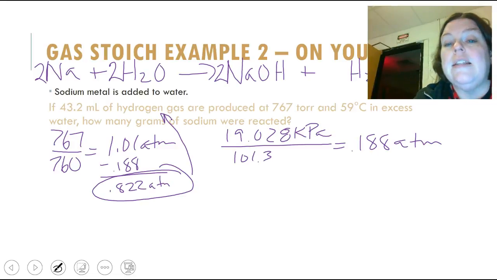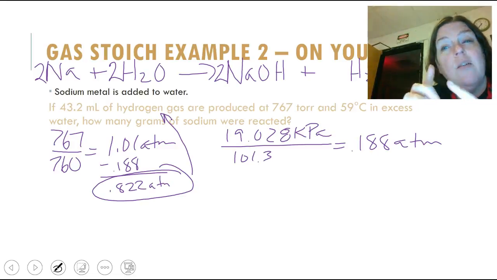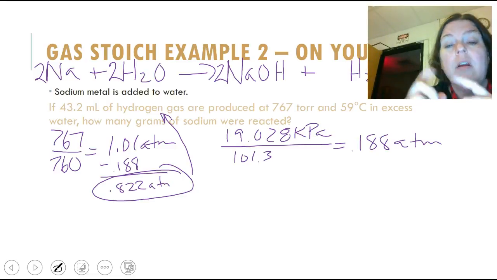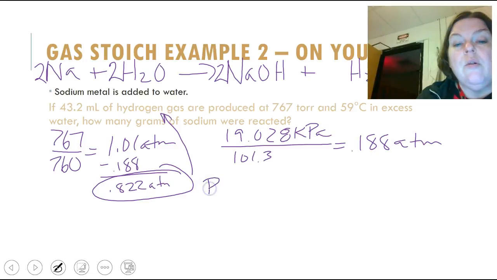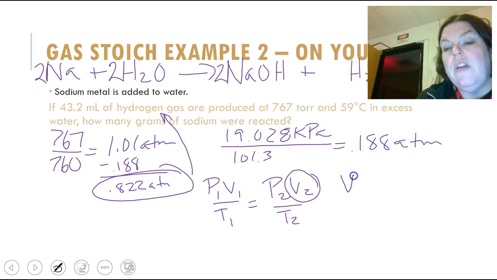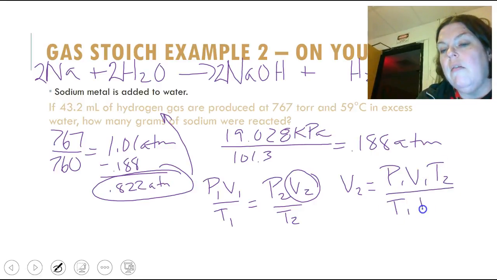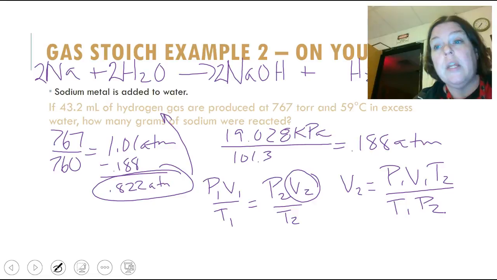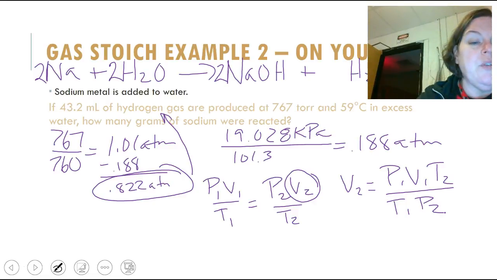Now, we're also at different conditions other than STP, so we have to do something a little bit more creative. According to the combined gas law, P1V1 over T1 is equal to P2V2 over T2. I'm going to be looking for V2. To look for V2, I've got to rearrange the equation. So V2 is equal to P1V1T2 over T1P2. Remember, these are my STP conditions right now. So I'm going to erase a few things.